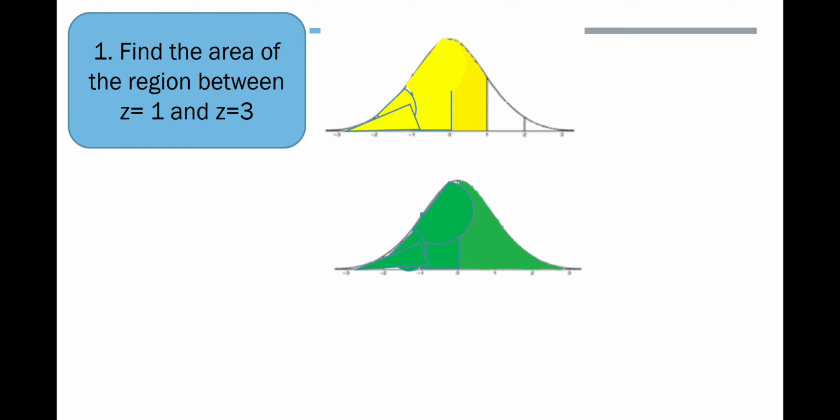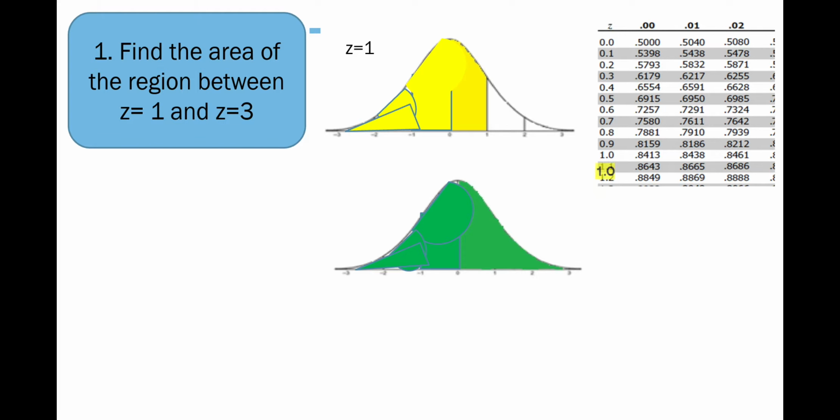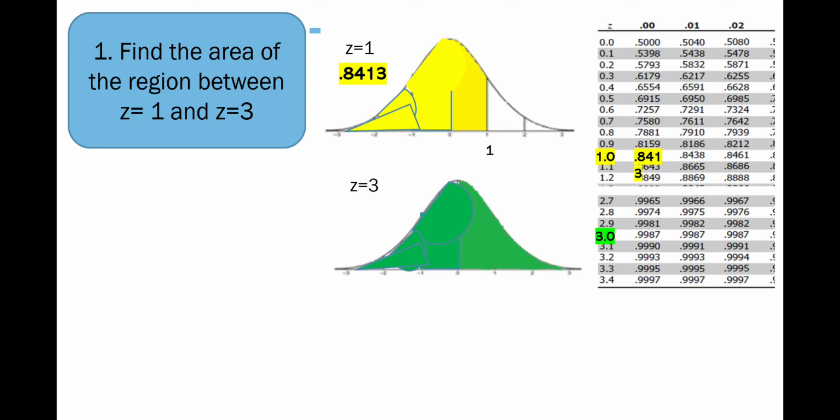Another example, we're going to find the area of the region between z equal to 1 and z equal to 3. So we have here the graph for z equal to 1. Using the table, we find the value of z equal to 1, and that is 0.8413. And for z equal to 3, the value is 0.9987.